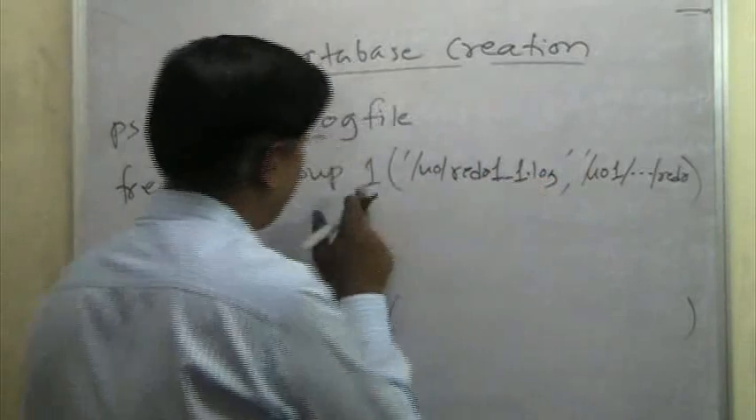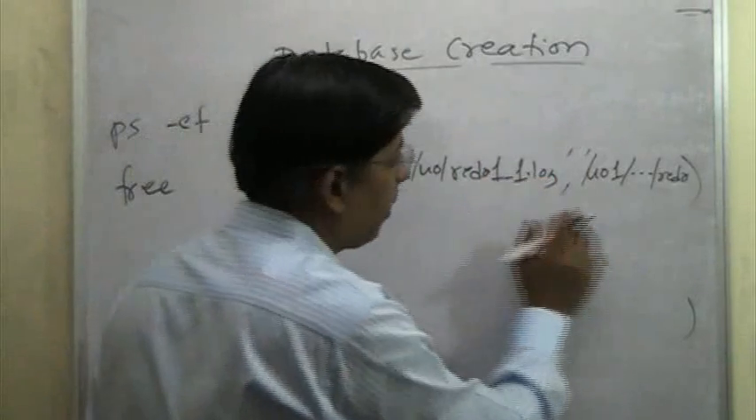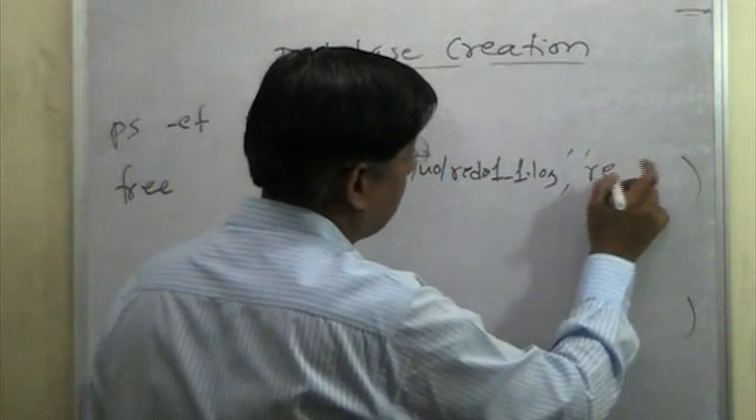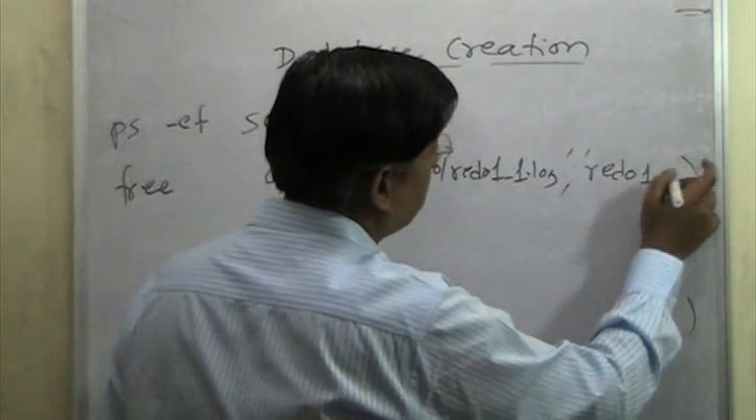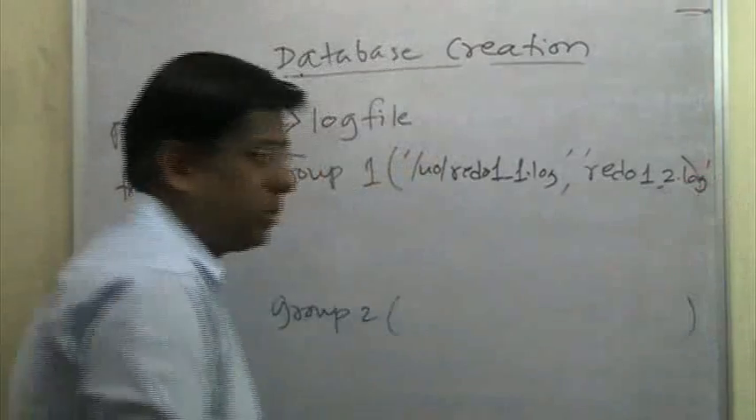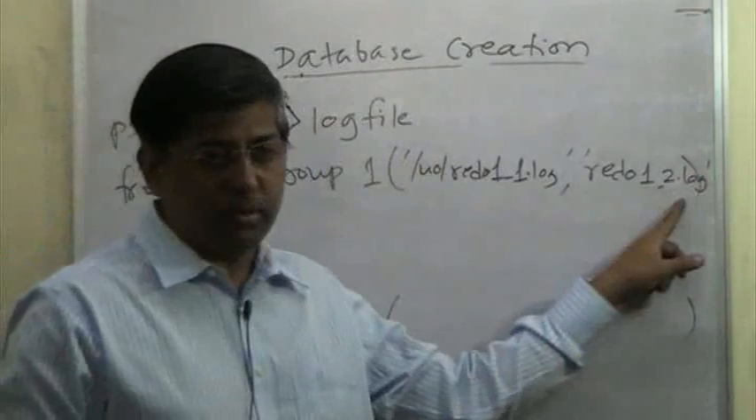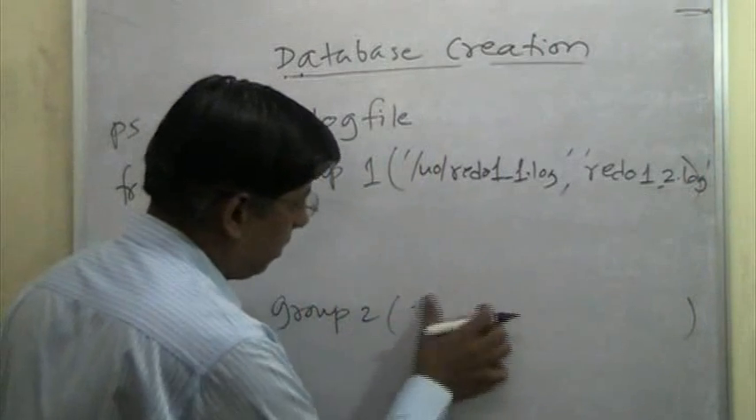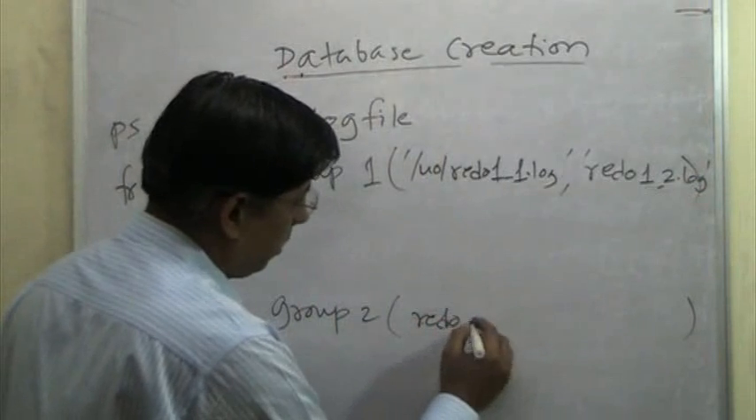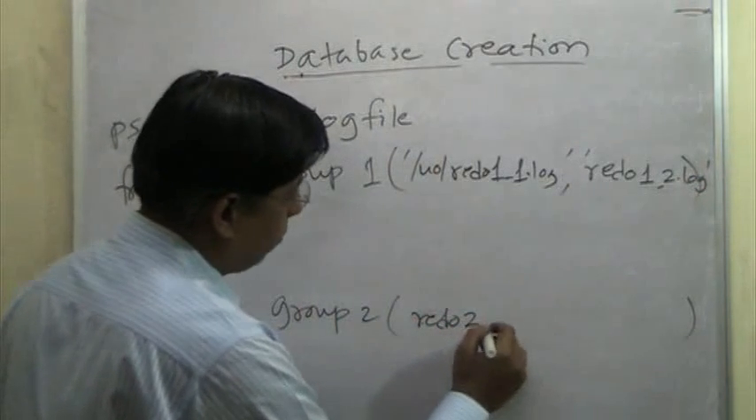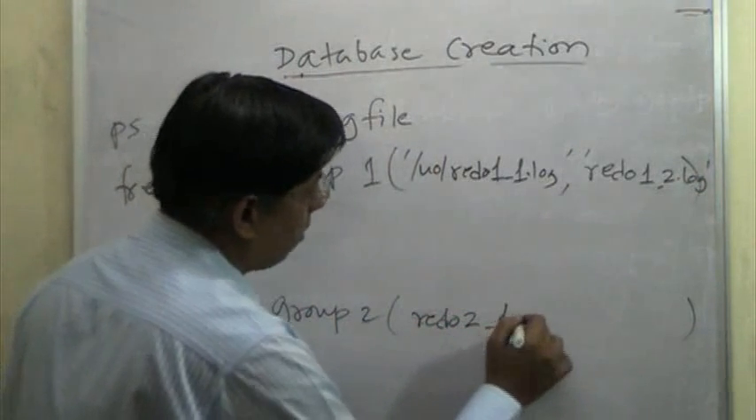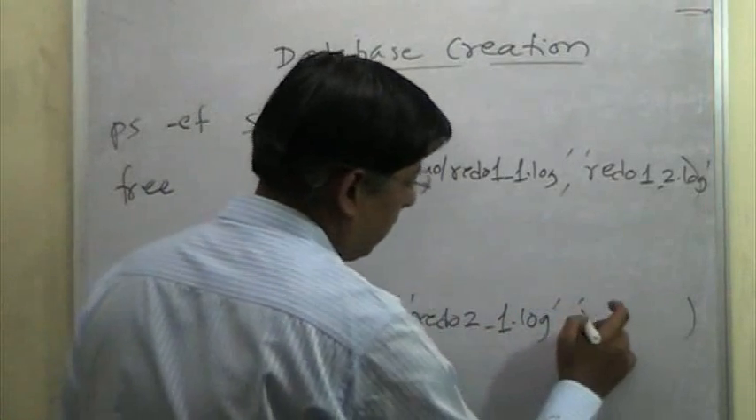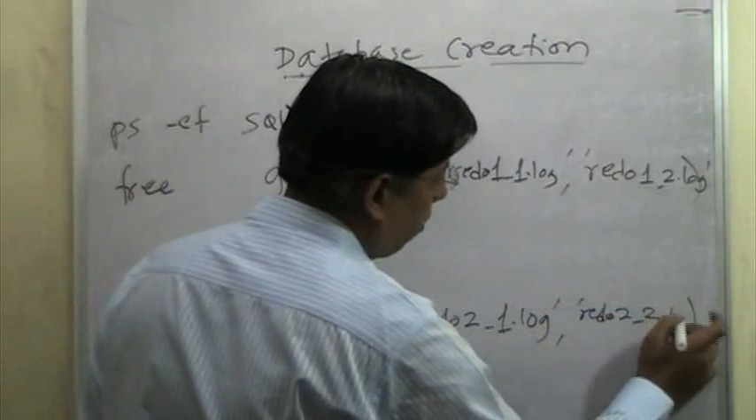So the first group and the first member, and here I am not writing the whole thing because I don't have enough space. I will say redo1_2.log. What is 1_2.log? The first group, second member. And here I would say redo2_1.log, because it is the second group, first member, comma redo2_2.log.